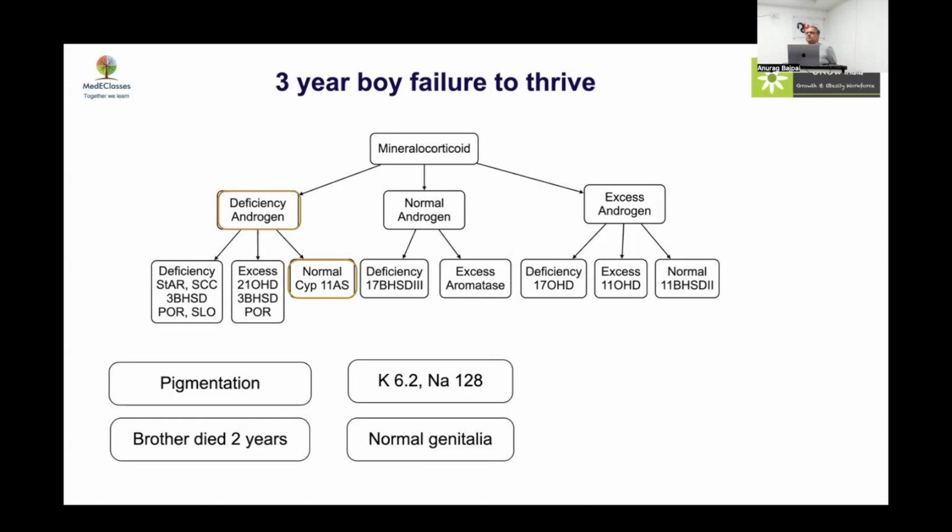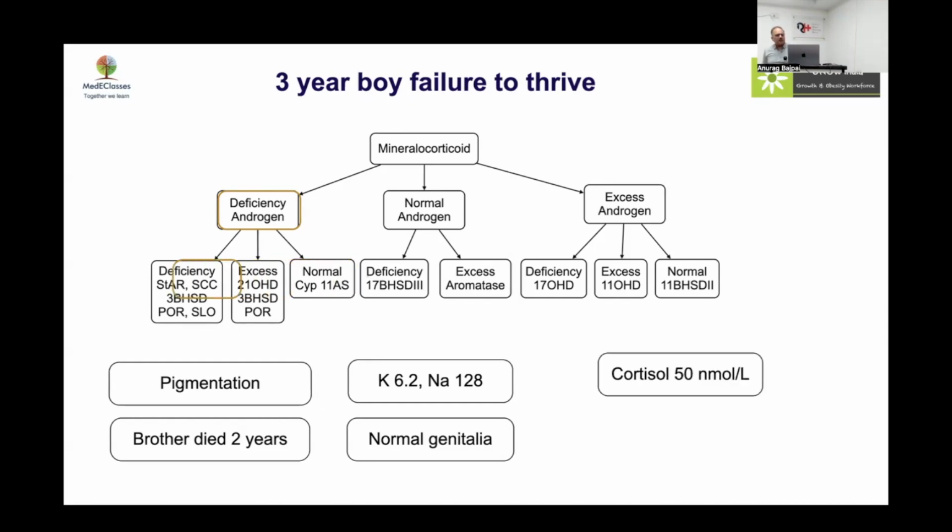It could be a case of 21 hydroxylase deficiency because pigmentation is there. 21 hydroxylase deficiency presenting at 3 years is very, very unusual. If it's salt wasting, they would have died by 2 months, 3 months. So yes, you are on the right track. It could be any other cause of adrenal insufficiency, like congenital adrenal hyperplasia. Mild form of StAR defect can be there. Other scenarios can be there.